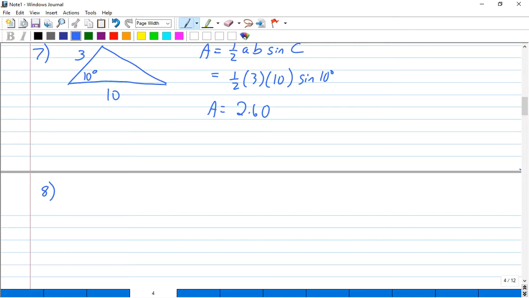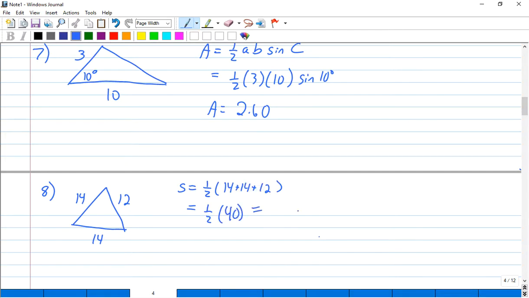All right, the next problem has the same directions. However, it's not a side angle side triangle. It's a side side side triangle. So we're going to use Heron's formula. Now Heron's formula, the first thing you have to do is take half of the perimeter. So it's half of the sum of the sides. All right, so that's 28, 38, 40.